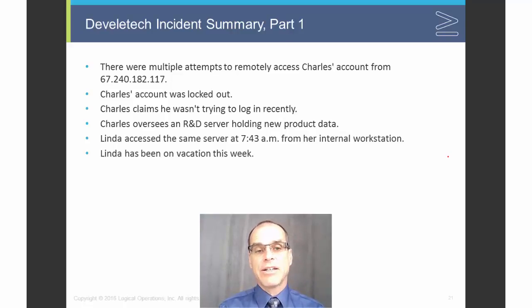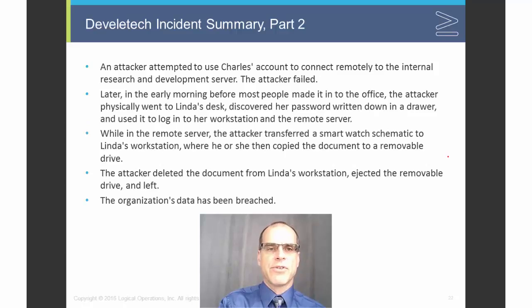Now, interestingly, Linda actually accessed that R&D server at 7:43 a.m. from her workstation, but she's on vacation. So what we've got here are some indicators of compromise, don't we? These things look very suspicious on the surface, for sure. Now, an attacker, apparently, as we learned, attempted to use Charles' account to connect remotely, but that failed. Then, before most people got into the office, at 7:43 a.m., the attacker went to Linda's desk, because we know she's on vacation, and discovered her password somehow.